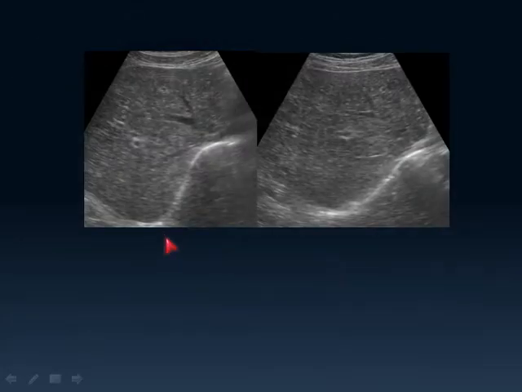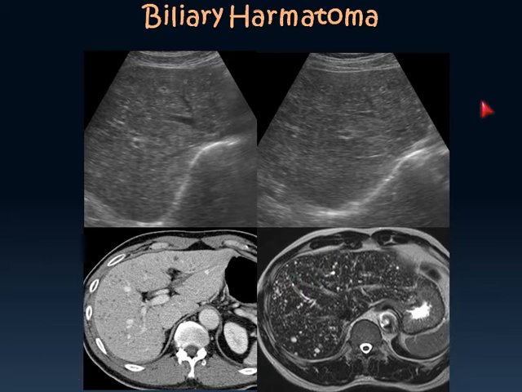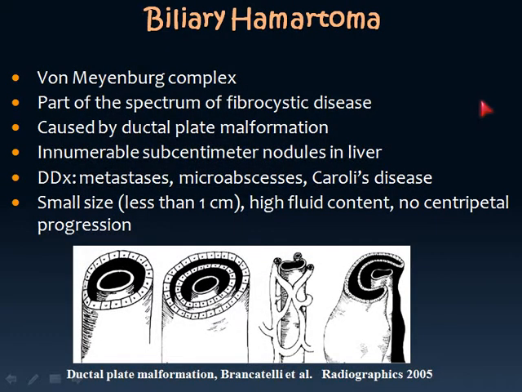This is another example of a cystic lesion. As you can see on ultrasound, we can see bright dots scattered in both lobes of the liver. This finding may be confused with chronic liver disease. However, innumerable cystic lesions are more clearly seen on heavily T2-weighted images, and the lesion is a characteristic feature of biliary hamartoma. Biliary hamartoma is a benign biliary malformation, and it is thought to be part of the spectrum of fibrocystic disease caused by ductal plate malformation.